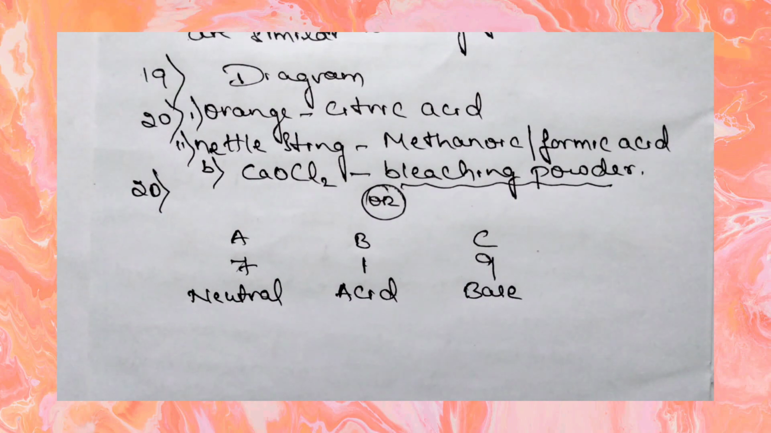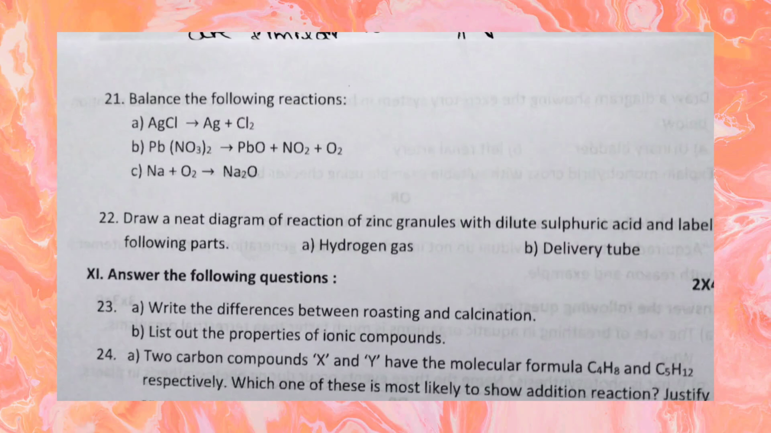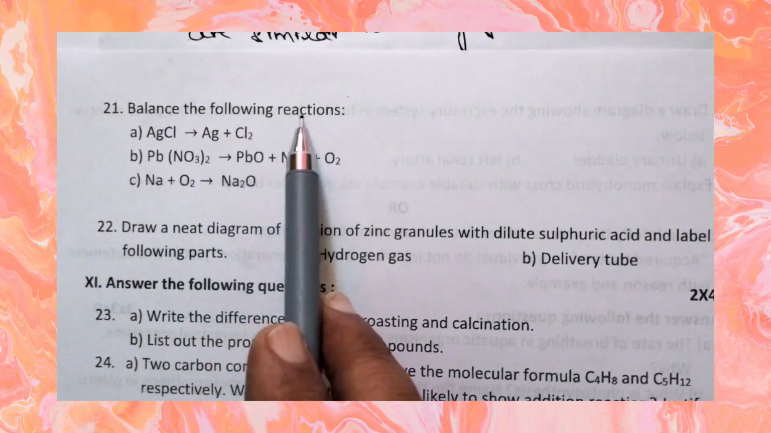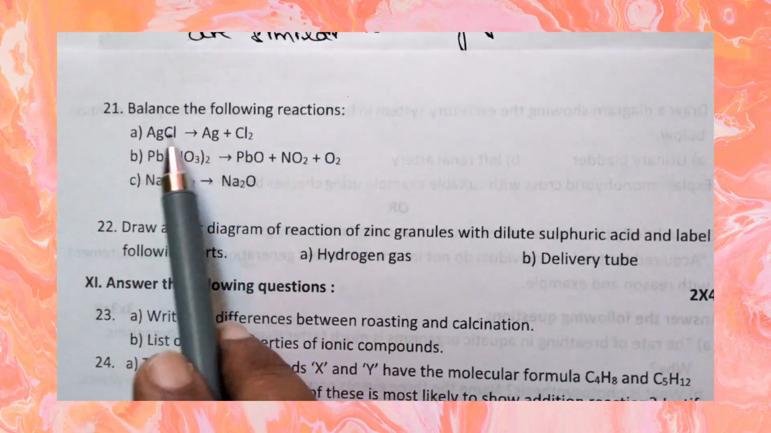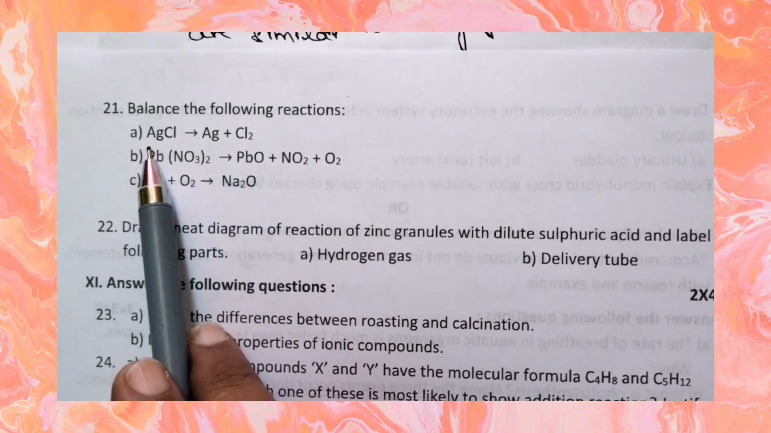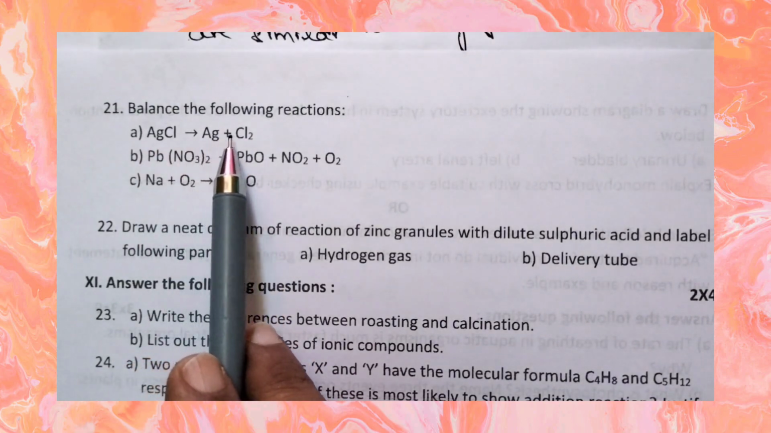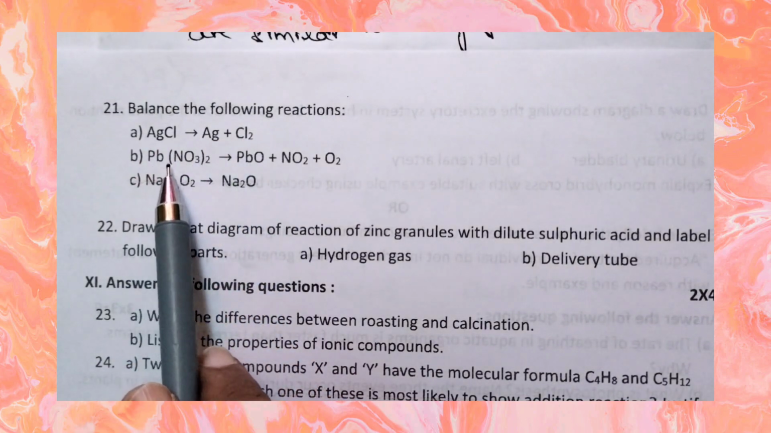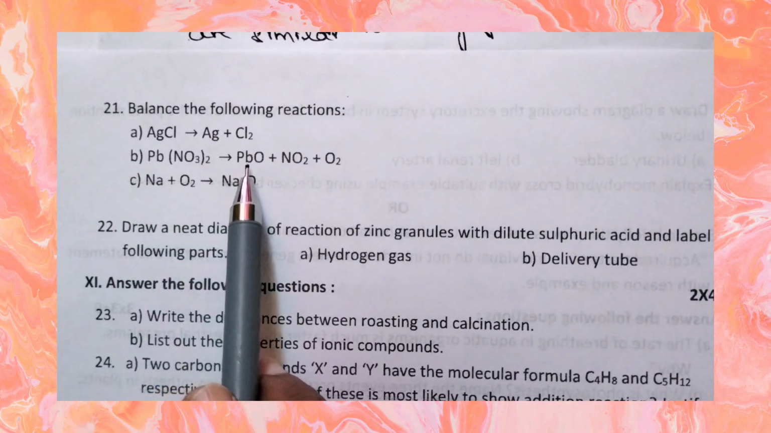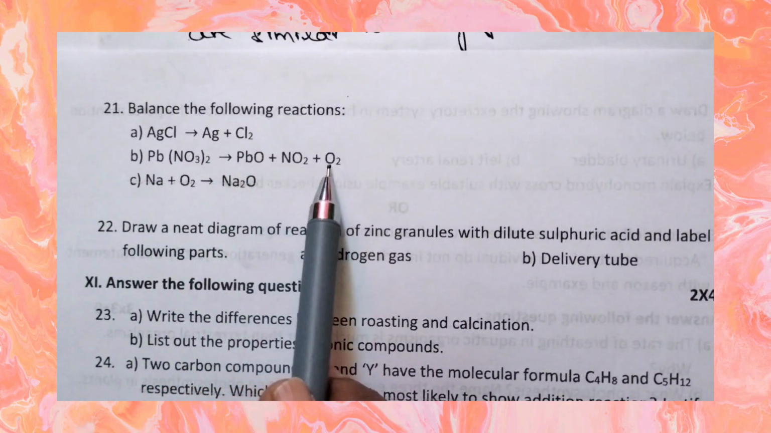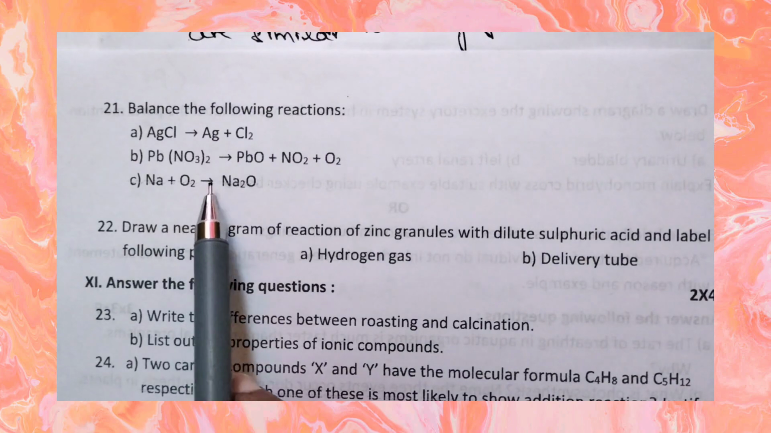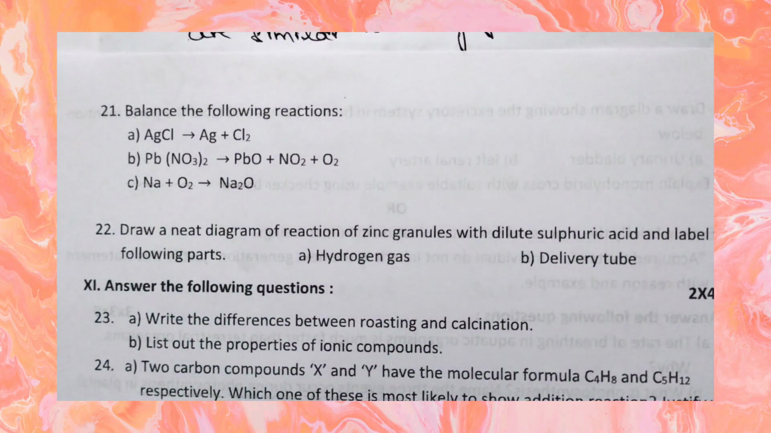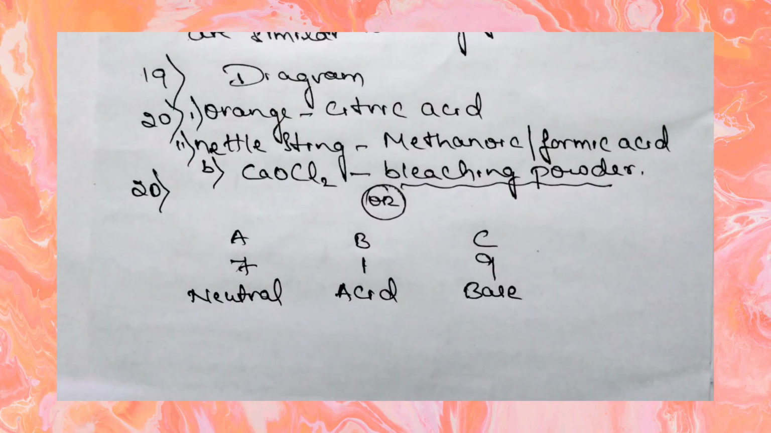So now let us move to the 21st question. The 21st question of chemistry is balance the following reaction. So we have to balance this reaction. AgCl gives rise to Ag plus Cl2. PbNO3 taken twice gives rise to PbO plus NO2 plus O2. Na plus O2 gives rise to Na2O. So now let us balance all the three.